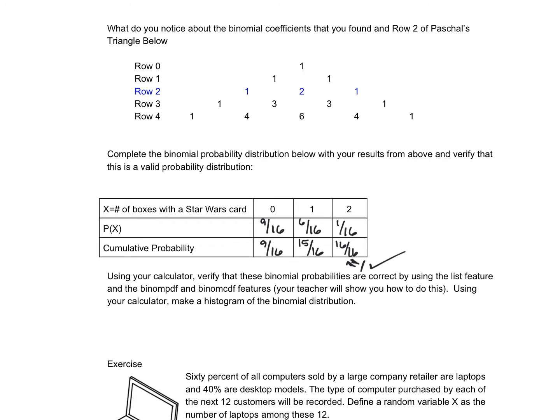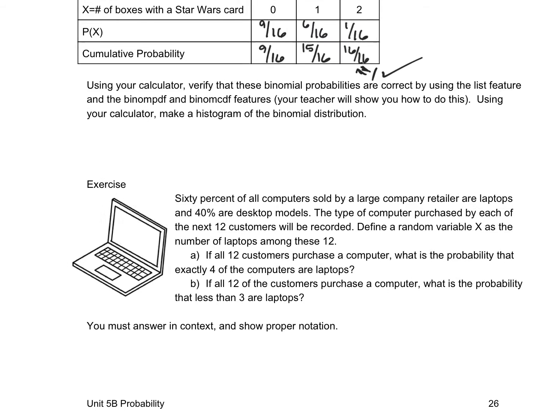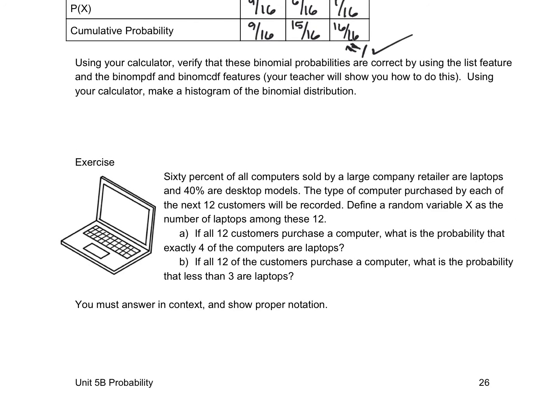Now this also helps you when you're doing those types of problems, if you're doing greater than or equal to, right? Okay, so use your calculator, verify. We did that already, didn't we? Yes, we did. And it says make a histogram of the binomial distribution. Do we really need to make the histogram?